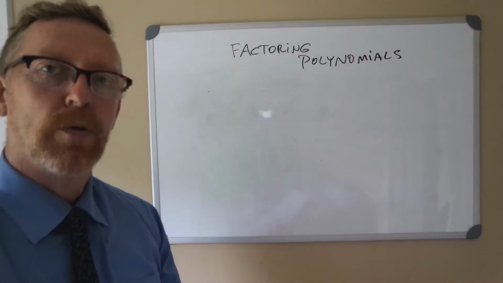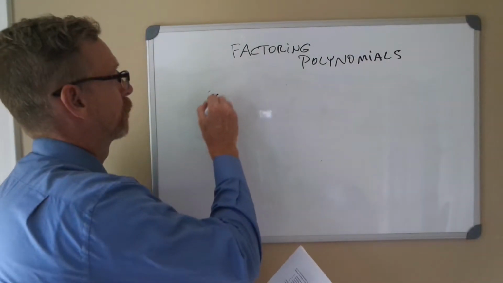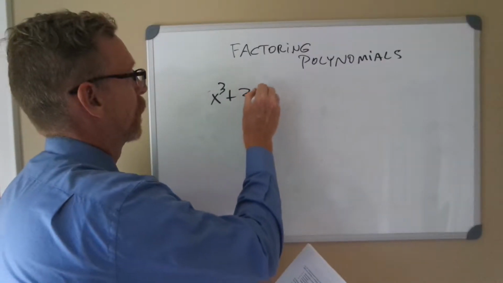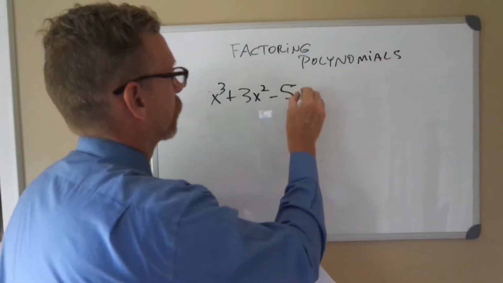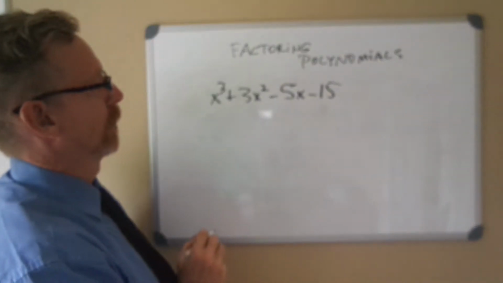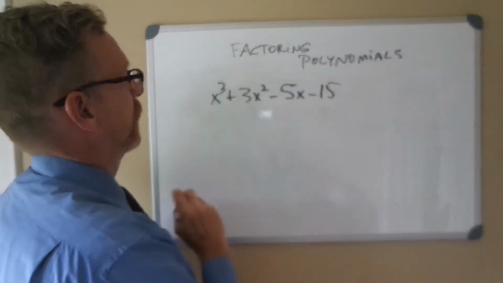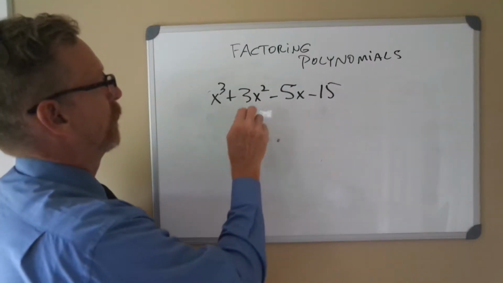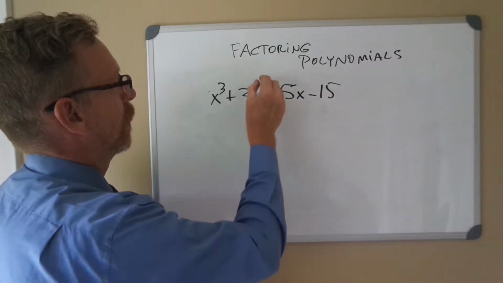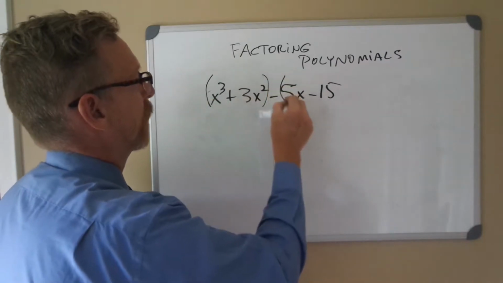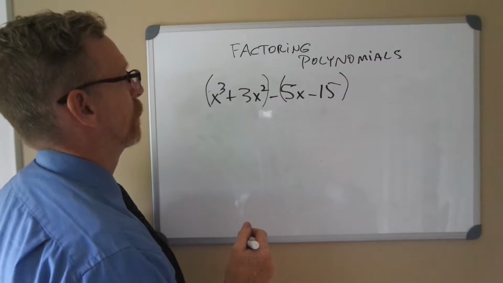So with grouping, we just rewrite the polynomial. We use the example of x cubed plus 3x squared minus 5x minus 15. So we see that we have a 1 and a 3 and a 5 and a 15. And we also have x squared and x cubed here. So by grouping these two terms together and factoring out our common factors, we can come to a solution.